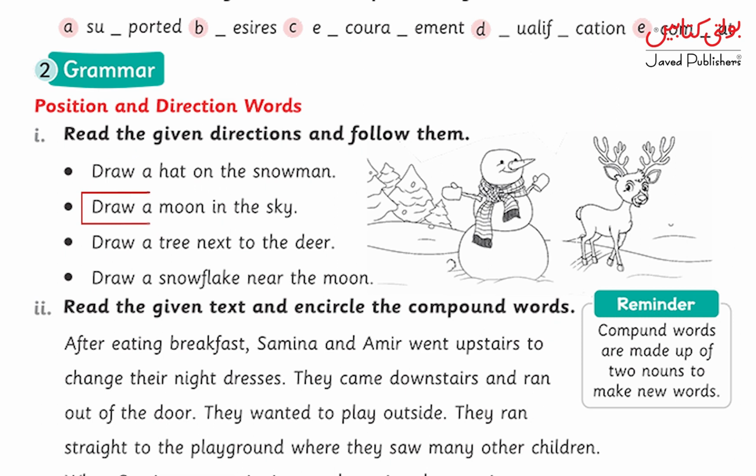Draw a moon in the sky. Draw direction word, in position word. Draw a tree next to the deer. Draw is the direction word and next is the position word. Draw a snowflake near the moon. Draw again is the direction word and near is the position word.